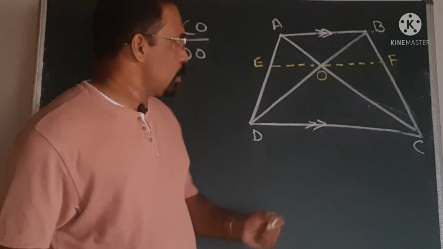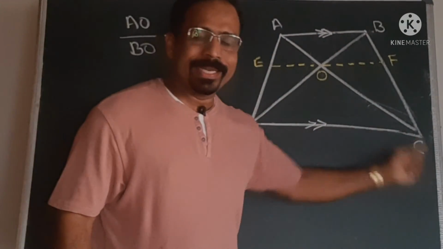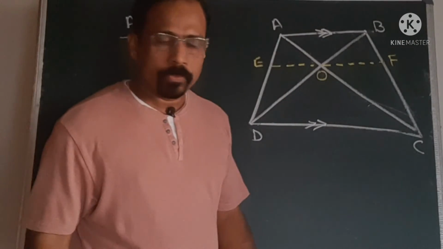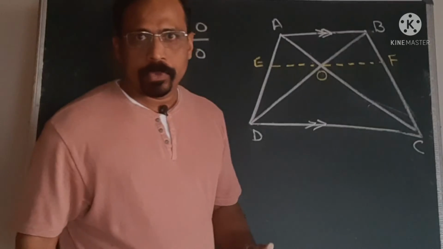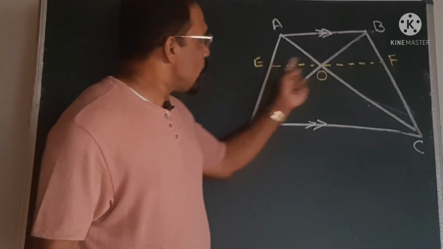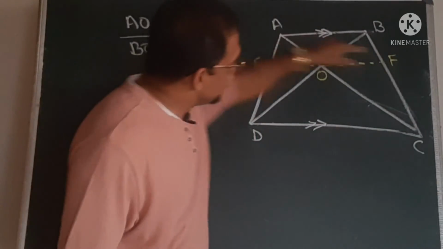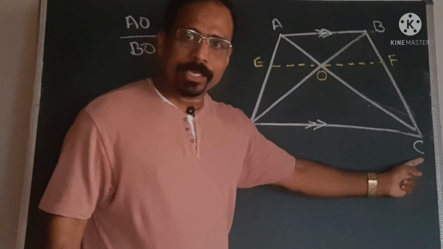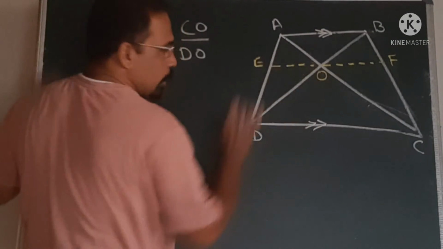What is given to us? It is given that AB is parallel to DC. This is given to us. And the diagonals intersect at the point O. First of all, let us draw EF through O such that this EF is parallel to DC. So this is parallel to this.